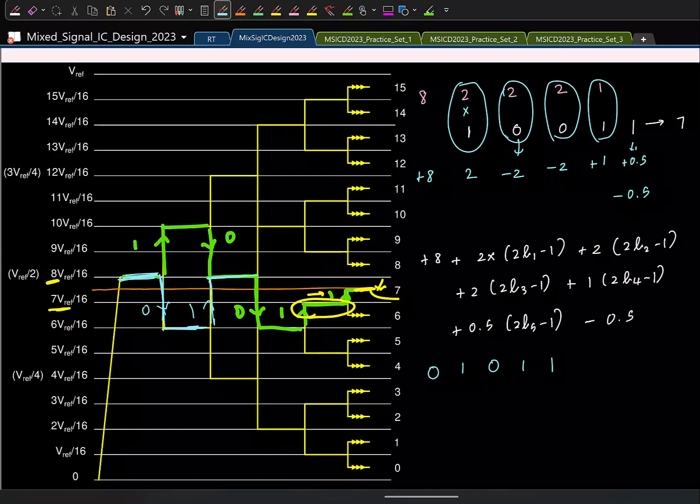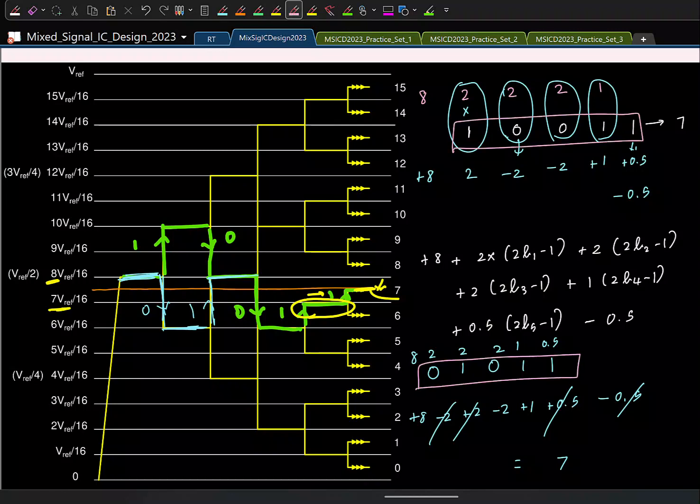So according to our scheme, first is 8. Let me write the weights 8, 2, 2, 2, 1. So what do I do next? Minus 2. Minus 2 plus 1, and then this is 0.5, remember, and then at the end I am subtracting 0.5. So here 2 goes, 0.5, 0.5 go. So as you see here, 2 5-bit data are decoded as the same number here.